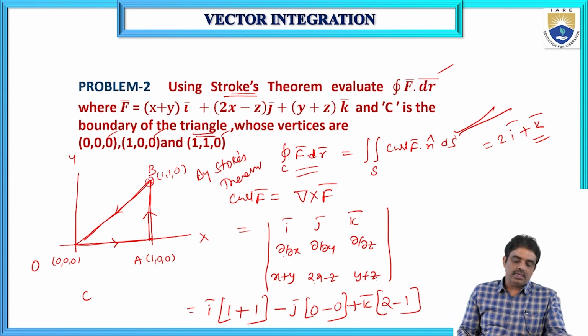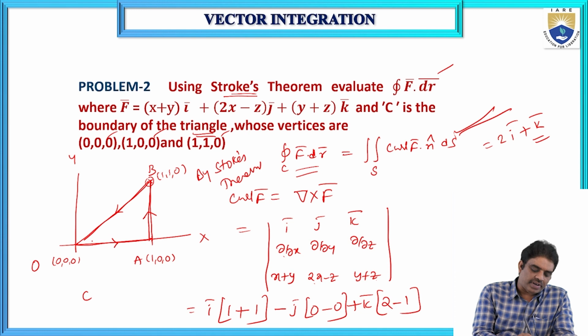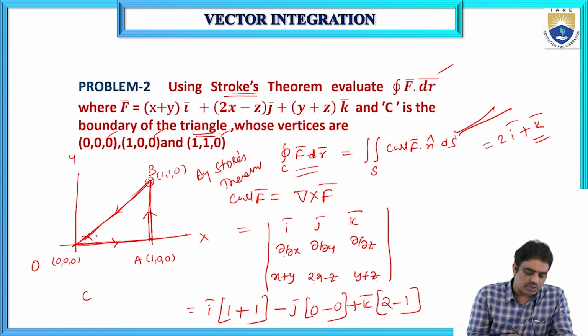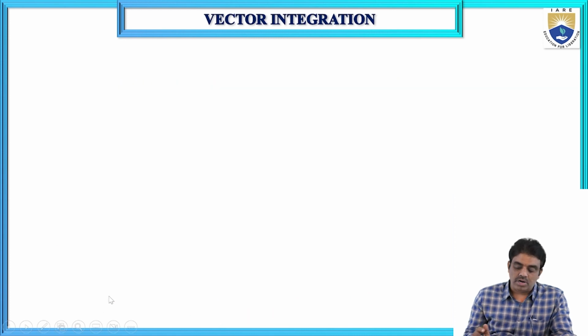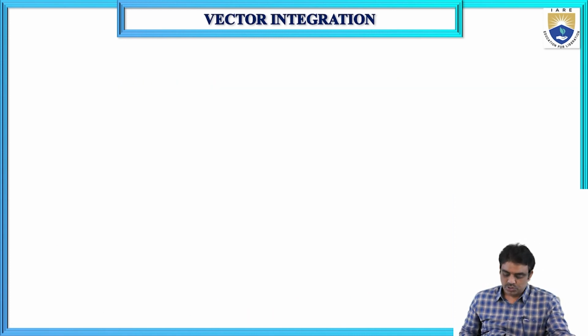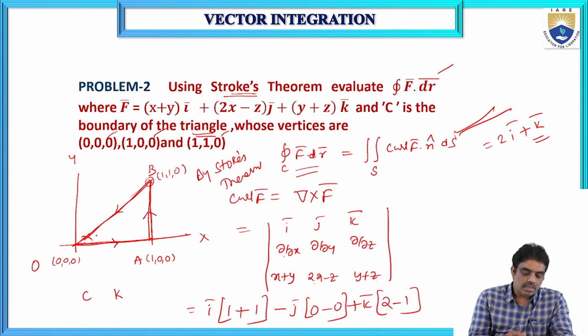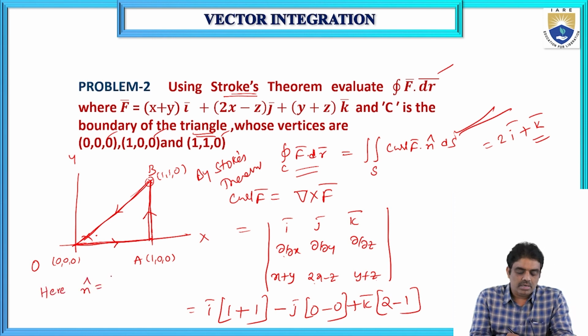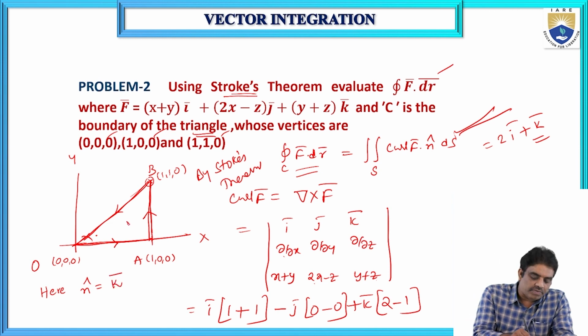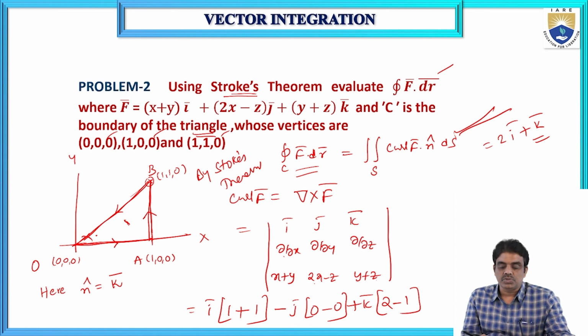But here, the surface is defined in the xy plane, so the outward normal vector will be in the direction of the positive z-axis. So the outward normal vector n cap is equal to K bar, because the outward normal vector for this surface is in the direction of positive z-axis.